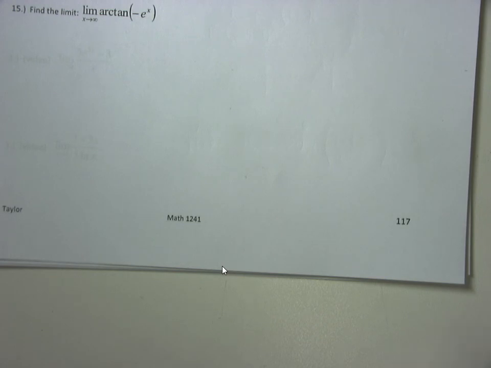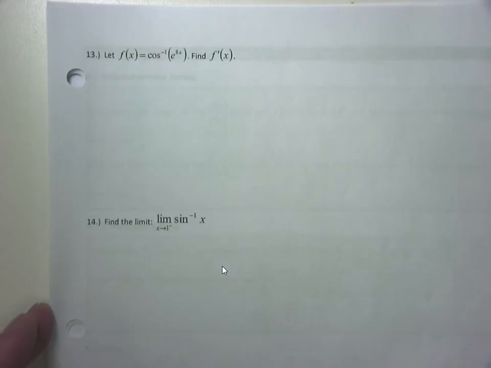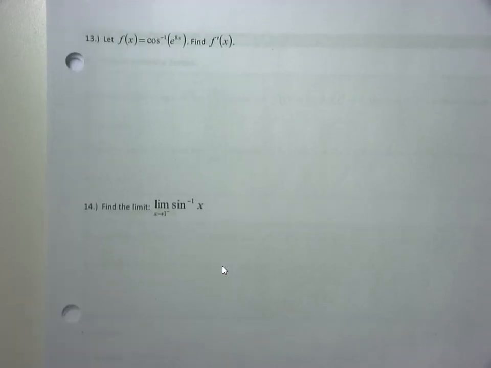Look at the next one. Again, this one was labeled. Yep, and we're going to throw some exponentials at you. Good practice. f of x is equal to the cosine inverse of e to the 8x. Your mission, find f prime of x.